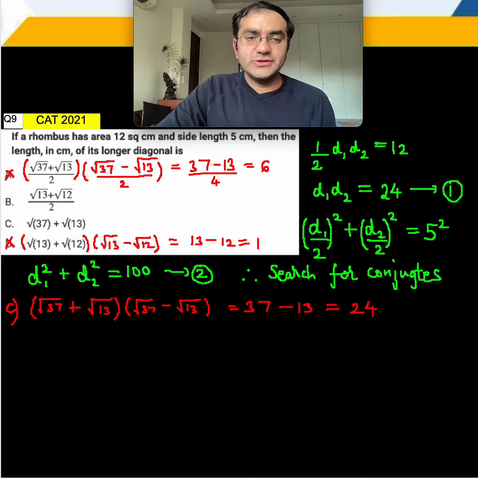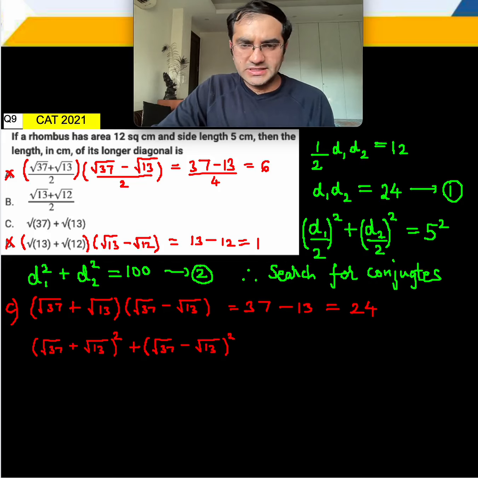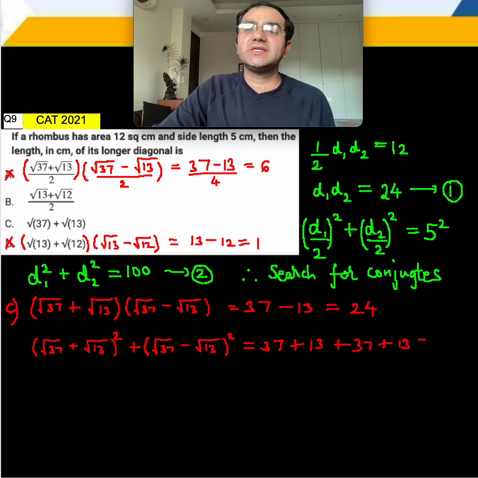I'll put these values now for the diagonals into equation number 2 and then square them up. Square plus its square gives me 37 plus 13 plus 2 root 37 root 13, and then plus 37 plus 13 minus 2 root 37 root 13, which will get cancelled out. And this gives me 100. When this gives me 100, equation 2 is also satisfied, and therefore option C becomes the right answer.